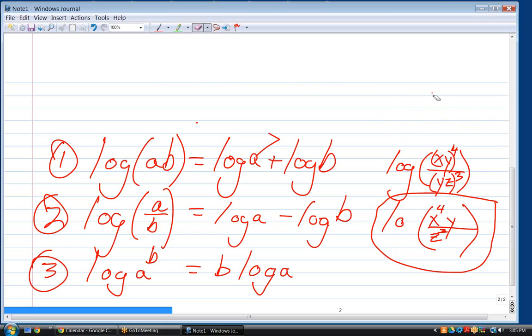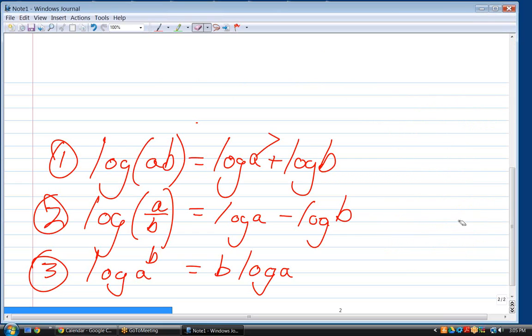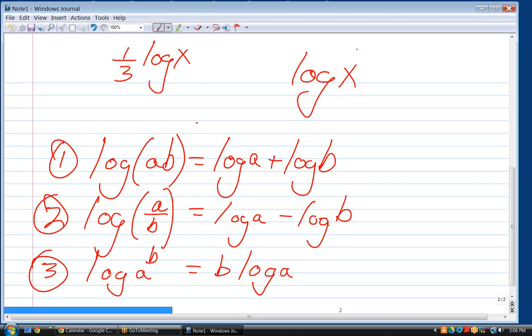Got another one? Yeah, it's 1/3 log x. So would this be log cube root of x? Yeah. Or we tend to use exponents a little bit more than radical signs, merely because they're so malleable. In other words, I can take that exponent and bring it down in front if I choose to.